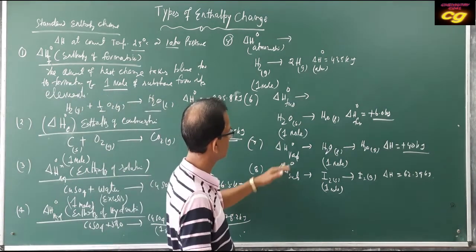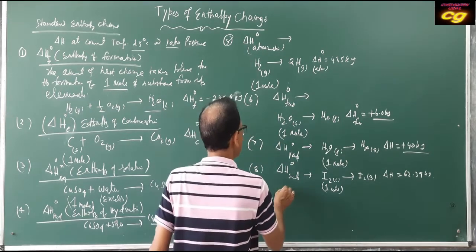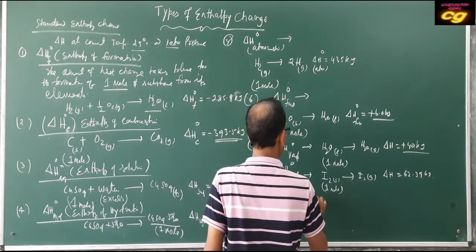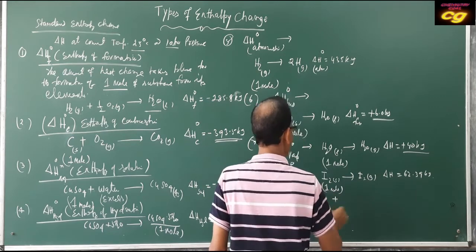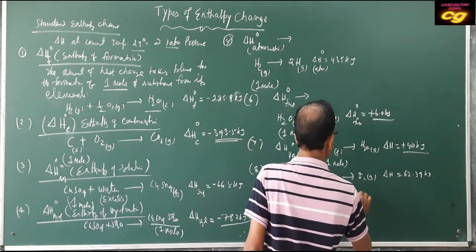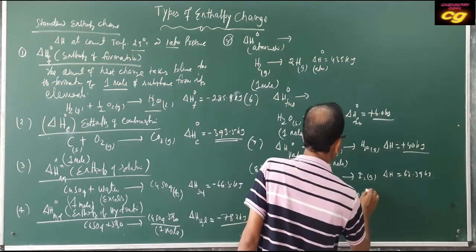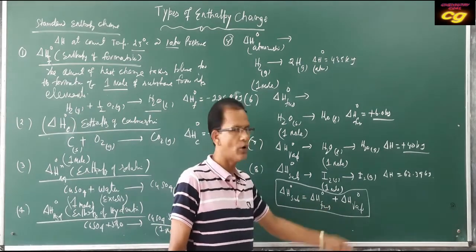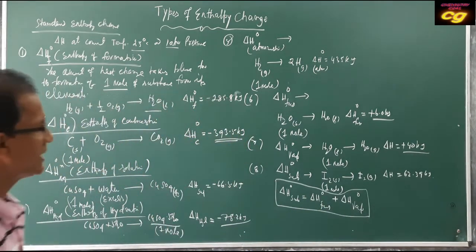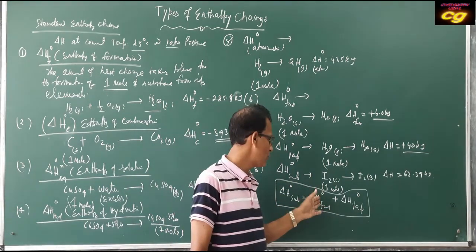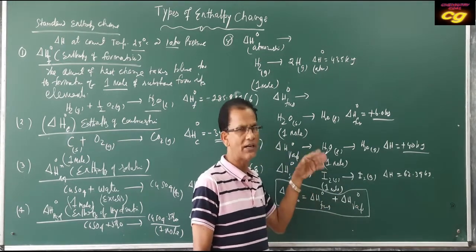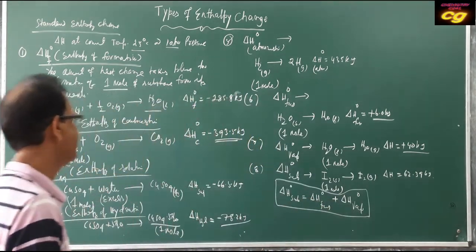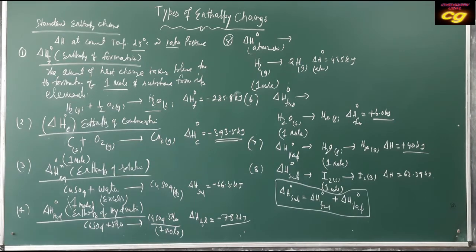And remember, there is a relation between sublimation, vaporization and fusion. Enthalpy of sublimation in standard state is equal to enthalpy of fusion plus enthalpy of vaporization. This relation is also important. The solid first converts to liquid, then liquid to vapor, but whether directly or indirectly, the result will be the same. So enthalpy of sublimation is the sum of the enthalpy of fusion plus vaporization.